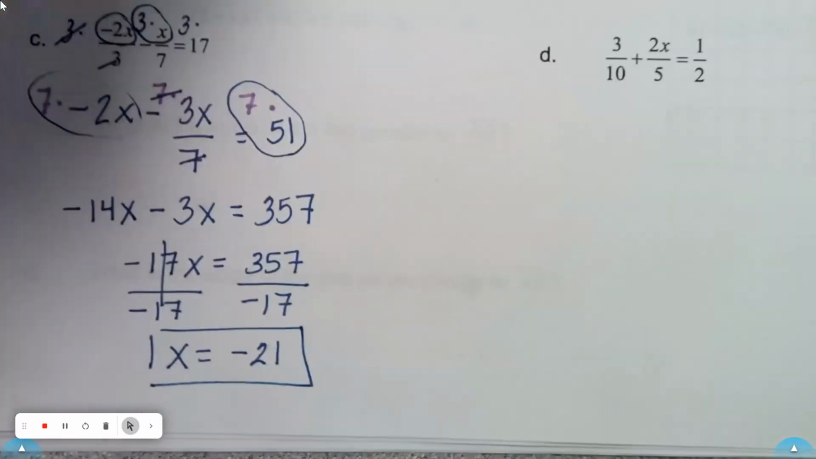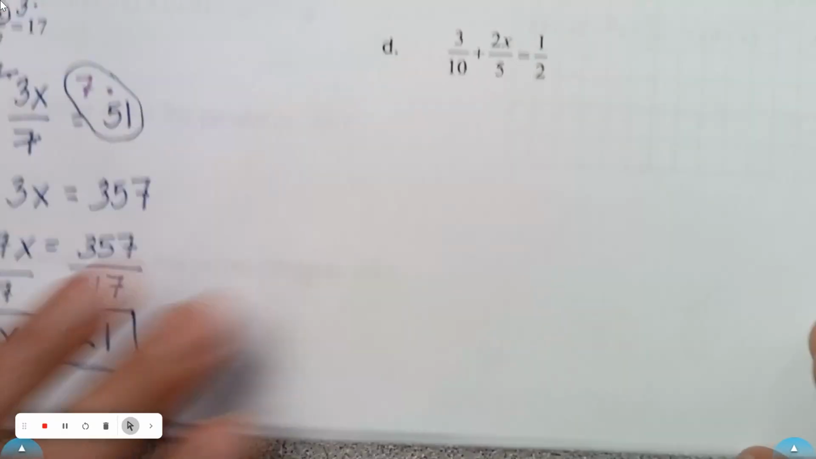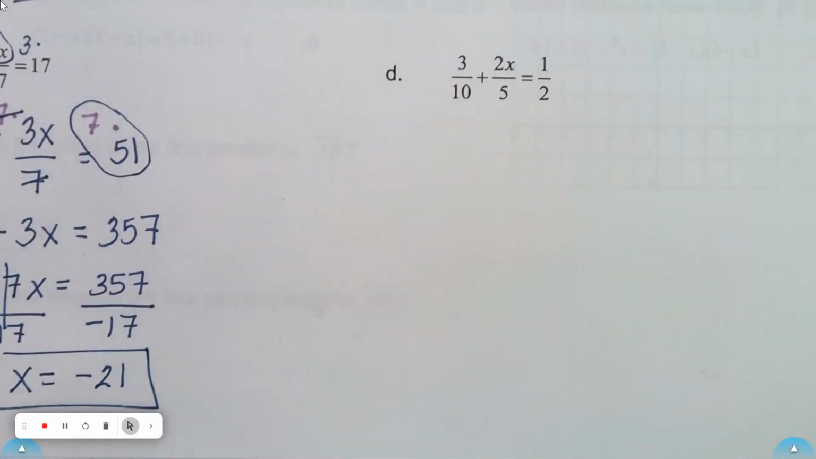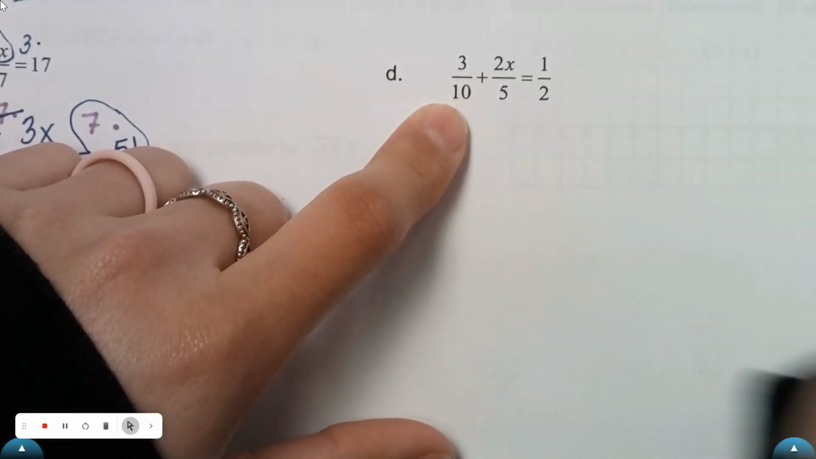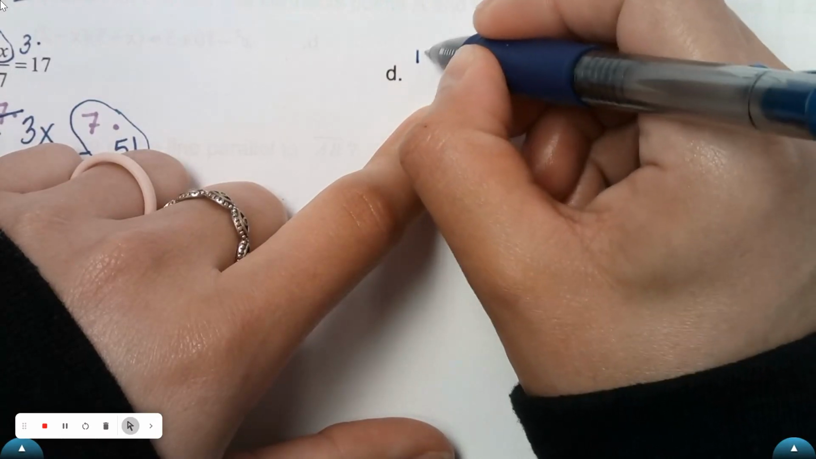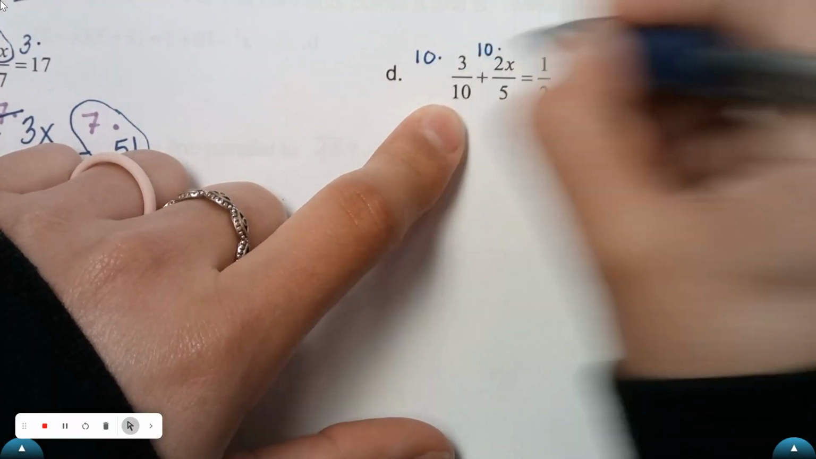Okay, let's try letter D. You'll notice for letter D that there are 3 different denominators. So the fraction busting method, we will have to do 3 times, which is okay. You can do it as many times as needed. The denominator that comes first is the 10. So I'm going to multiply everything by 10 first.